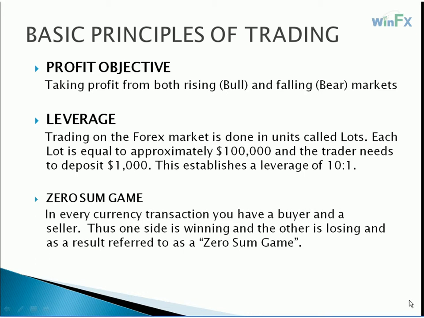The next principle is leverage. Trading in forex market is done through units called lots. Each lot is equal to approximately $100,000. The trader needs to deposit $1,000 into a margin account at the broker for each lot dealt. This establishes a leverage ratio of 10 to 1 and as a result the value of each pip movement equals approximately $10. The margin deposit prevents non-performance between counterparties and serves as a buffer to the broker to close all open positions of a trader.